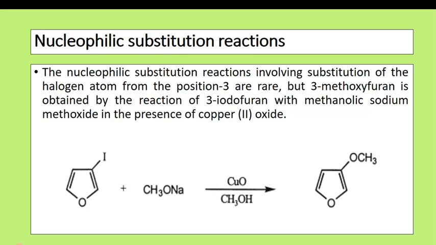Then nucleophilic substitution reactions. The nucleophilic substitution reactions involving substitutions of the halogen atom from the position 3 are rare, but 3-methoxyfuran is obtained by the reaction of 3-iodofuran with methanolic sodium methoxide in presence of copper(II) oxide. So there is a replacement of iodine with methoxy group in presence of this CH3ONa, that is sodium methoxide. So iodine is replaced with methoxy group, which is a nucleophilic substitution reaction.